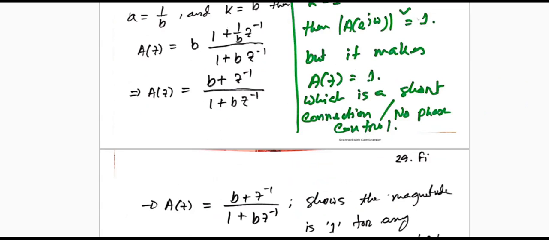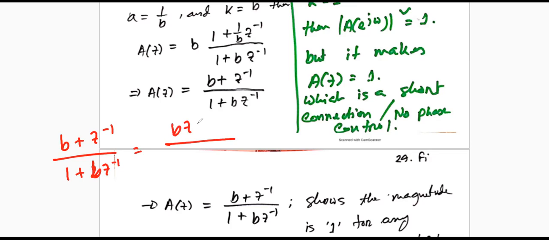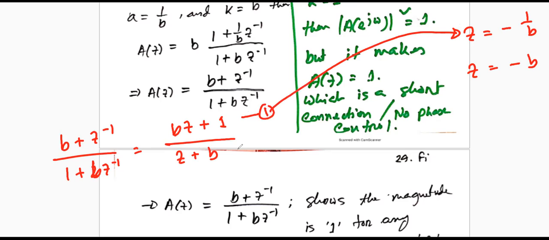Let's take an example. Where are the poles and the zero? b plus z to the power minus 1 divided by 1 plus b z to the power minus 1. We can write it like this: bz plus 1 divided by z plus b. That's it. So from there we can find z is equals to minus 1 by b, and z is equals to minus b. So this is equation number 1. From there we can find the zero location. This is equation number 2. From there we can find the pole location.